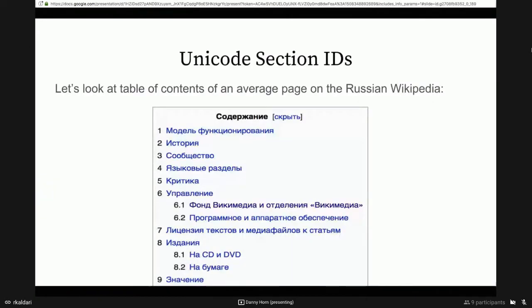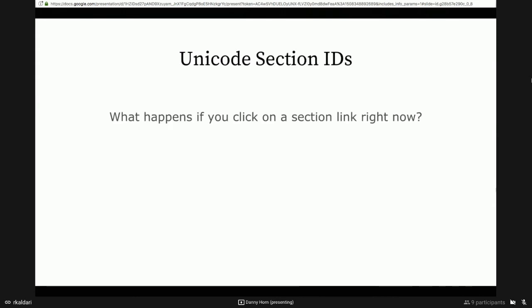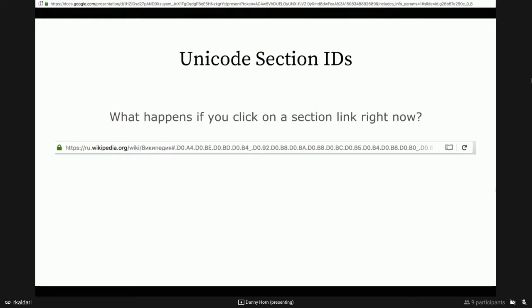And now, we come to Unicode section IDs. On English Wikipedia, you might not even notice this, but let's click on some link in the table of contents on some non-English Wikipedia. Next slide. We get this nice long URL, and that is not even the end.